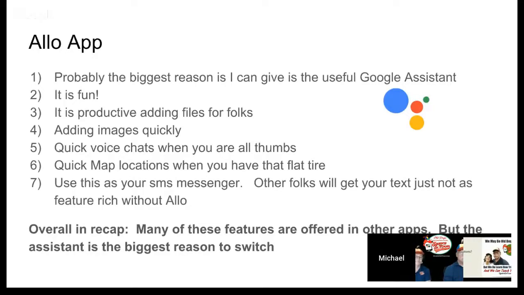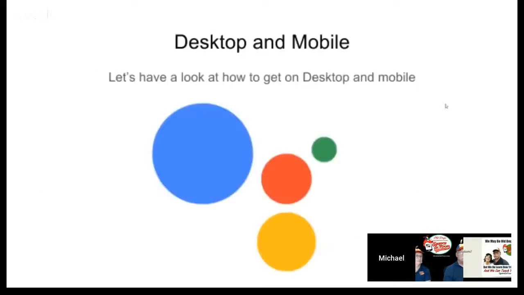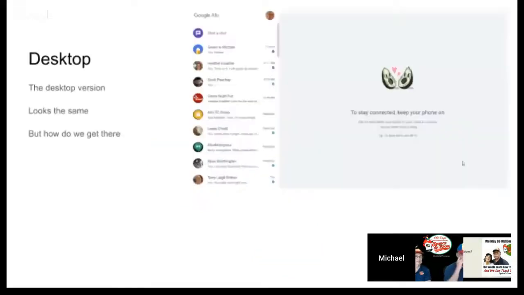Now let's get right into it. Let's talk about it. You've got desktop and mobile. Let's have a look at how on desktop and mobile. On desktop, this is what the desktop looks like over on the right-hand side. This desktop version looks really the same for the most part. But how do we get there?